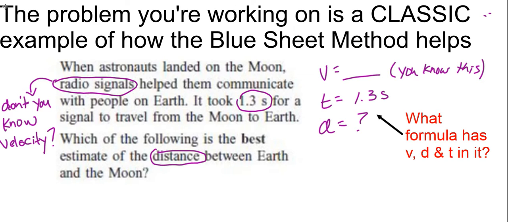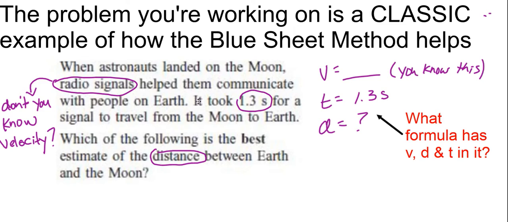Now the last thing, this actually comes from the problem you're working on. This is a classic example of how the blue sheet method is your friend. If you use it, you'll get this problem right. If you didn't, you would just be floundering around probably and you'd end up guessing. Let's read this. When astronauts land on the moon, radio signals. Now first of all, radio signals. What are those things? Those are electromagnetic waves. Don't you know their velocity? I'm not going to give it to you. It's on your green sheet, isn't it?